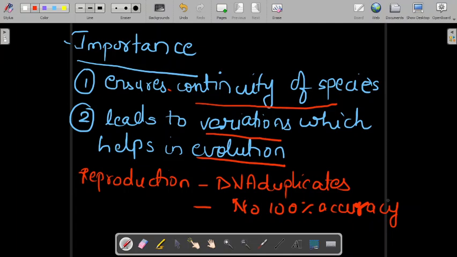So these are two important points about reproduction. First, it ensures continuity of species, and secondly, it leads to variations. Variation comes when DNA duplicates because there is no 100% accuracy, and these variations are important for evolution. There will be variations when finally a new organism comes into the picture, and hence it will lead to evolution.